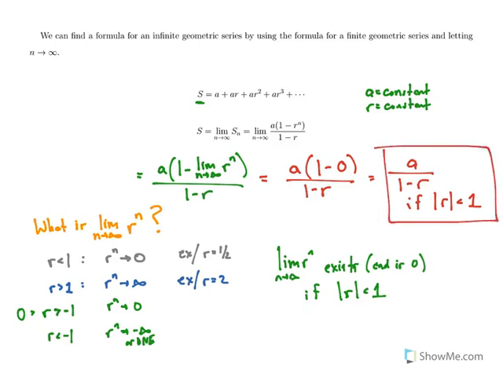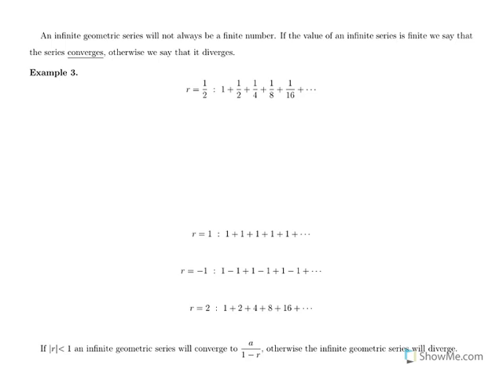So recapping all of that on the next page, we say that an infinite geometric series is not always going to be a finite number. All right, and it kind of makes sense. If we add an infinite amount of terms, it may just blow up to infinity. If the value of an infinite series is finite, we say that that series converges. Otherwise, we say that it's going to diverge. So let's look at some examples. In fact, I'm going to start at the bottom and then we'll go to this first one.